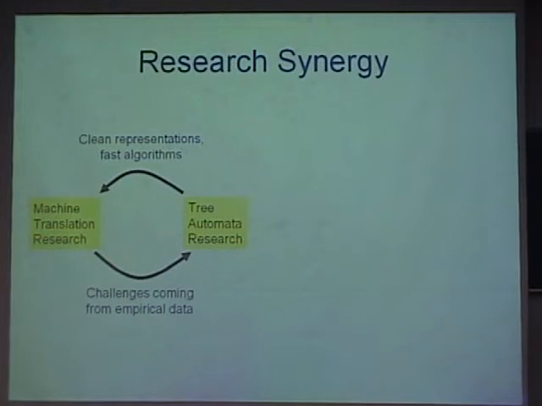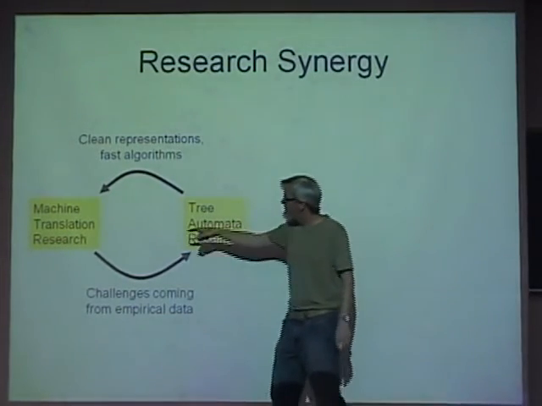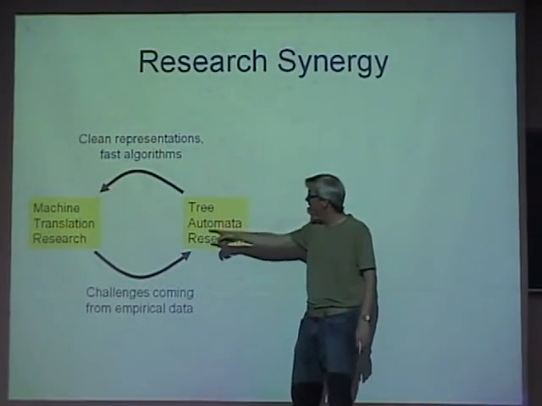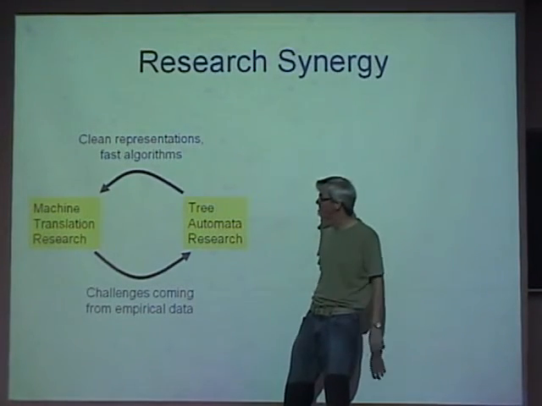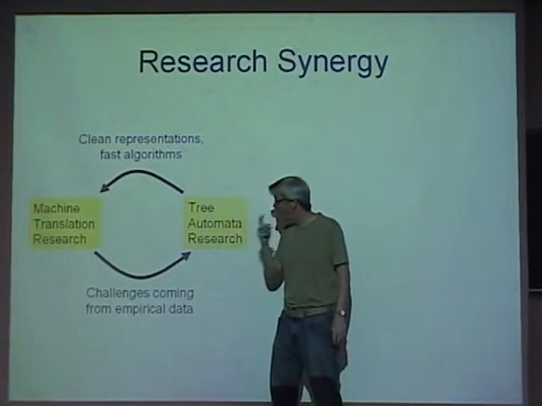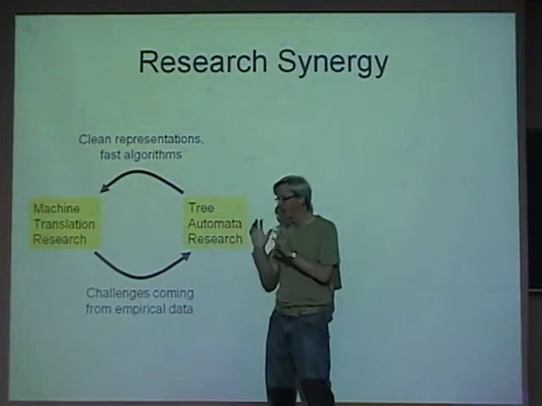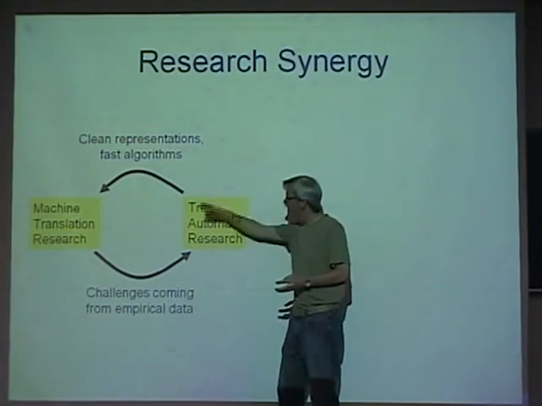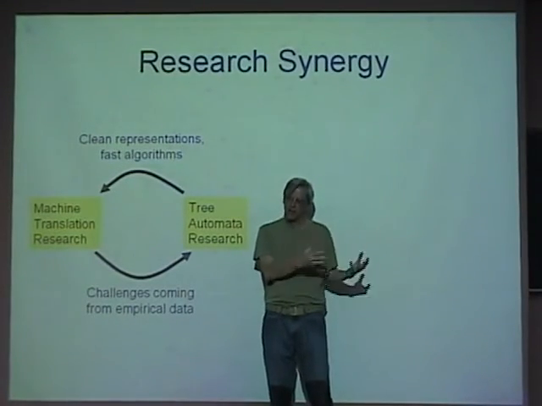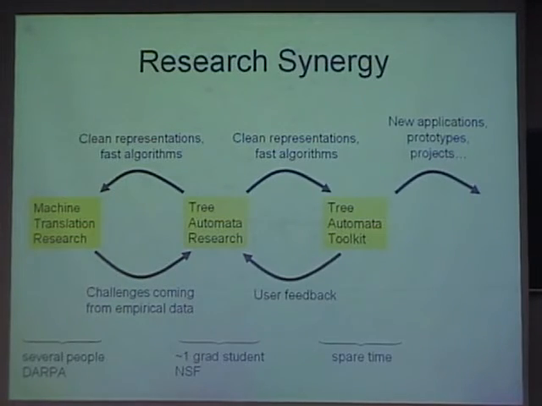Okay, so let me try to finish up. So here's what's been going on in our lab. We started with machine translation research, got kind of stuck there, and then the tree automata research provided clean representations and fast algorithms to support that research. And then that research came back and said, well, these particular automata that have been proposed in the literature aren't quite what we need for translation. We need to modify them a bit. And then that brings back more research here about what are the properties of those modified transducers. So that's been a good going around there.